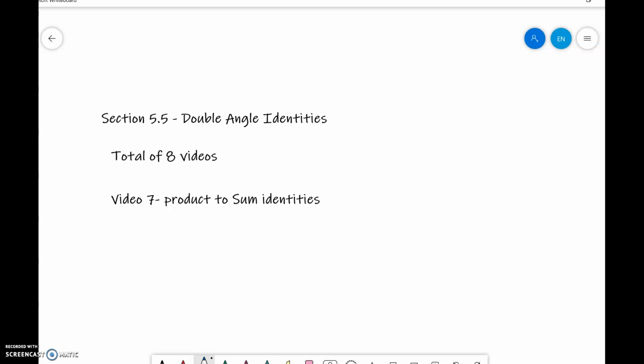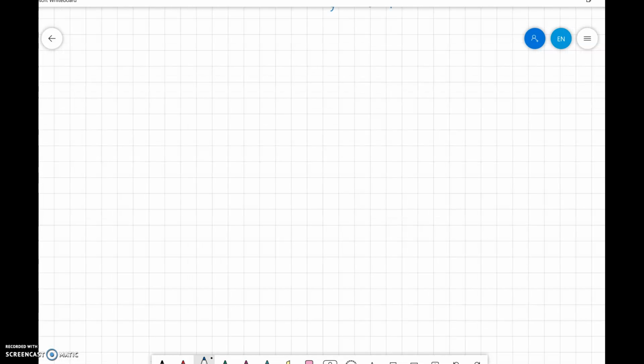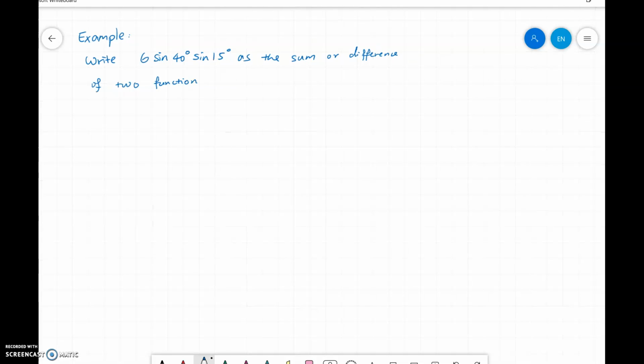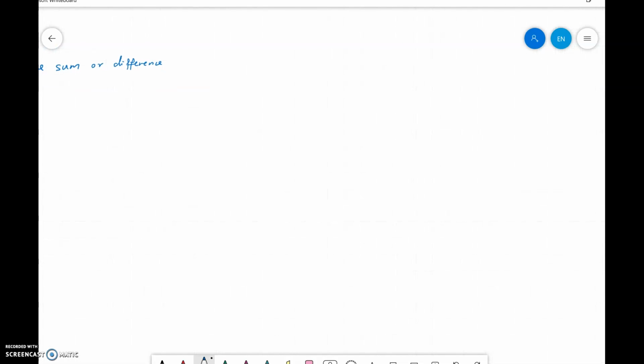So the first one is talking about product to sum identities. The product to sum identities are: cosine of A times cosine of B. So we have a product. Well, it becomes 1/2 of cosine of A plus B plus cosine of A minus B.